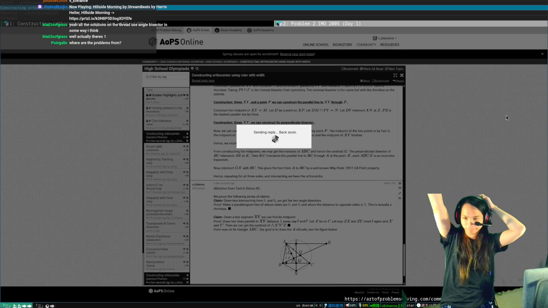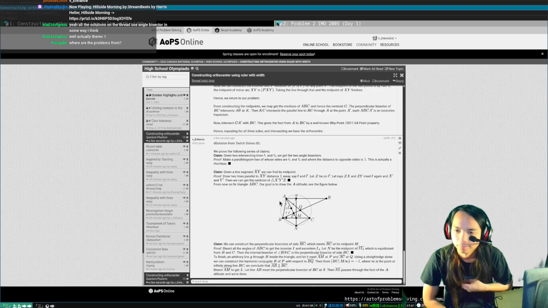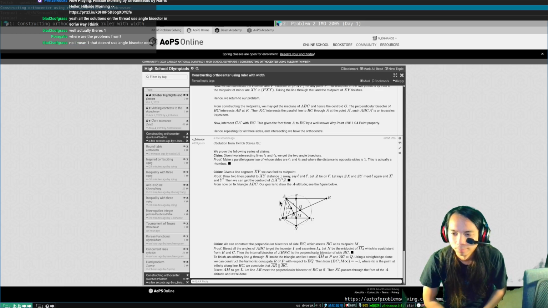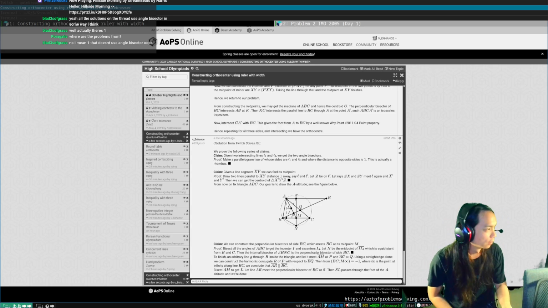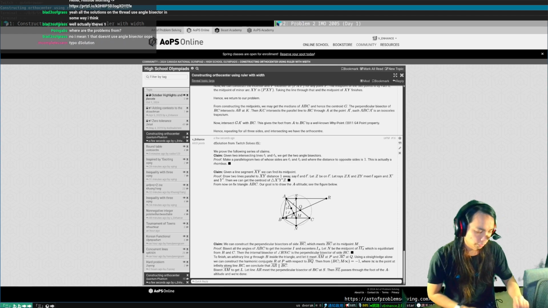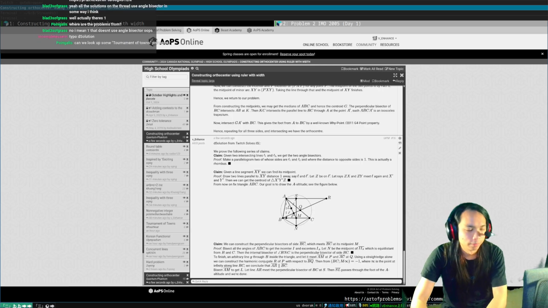Ta-da! Oh, one that doesn't use angle bisector. Oh, I see, yeah. So we did a problem from this year's AMO and then a problem from this year's Canada Olympiad. That's our progress so far. Anyways, yeah. Okay, well done.